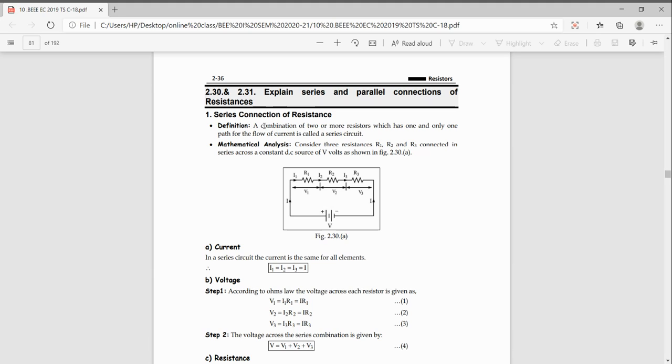and the definition is that a combination of two or more resistors which has one and only one path for the flow of current is called a series circuit. So it means there is a resistance 1, 2, 3, and they are connected in series. In a series connection, the flow of the current will have only a single path. So it is called a series connection.